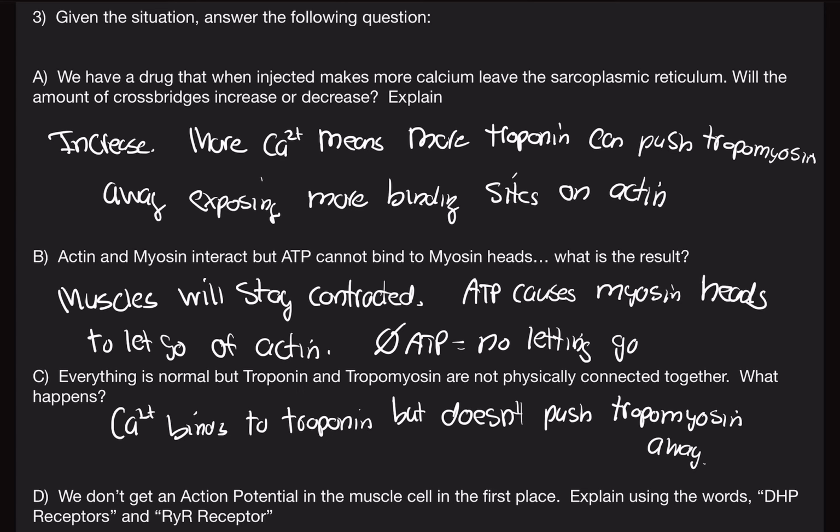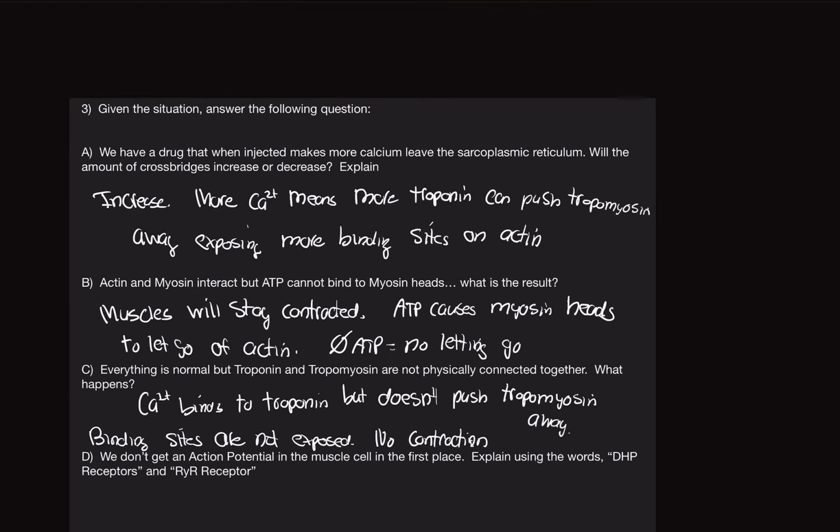Remember that troponin and tropomyosin are together, they're connected. Troponin, when stimulated by calcium, pushes tropomyosin away. But if they're not actually connected together, troponin can't even push tropomyosin away, so it cannot actually expose binding sites. So binding sites are not exposed, no contraction happens. No contraction.